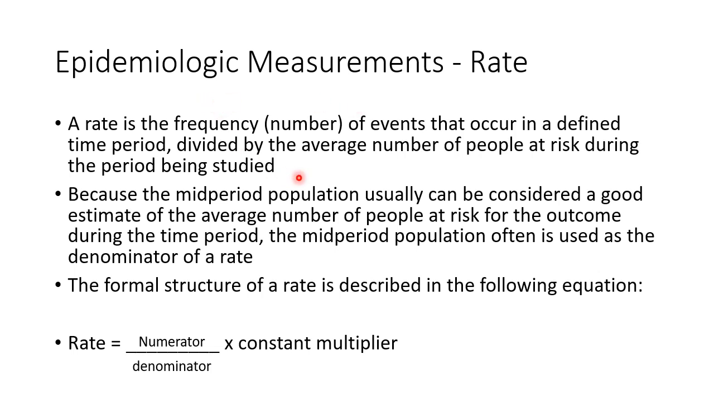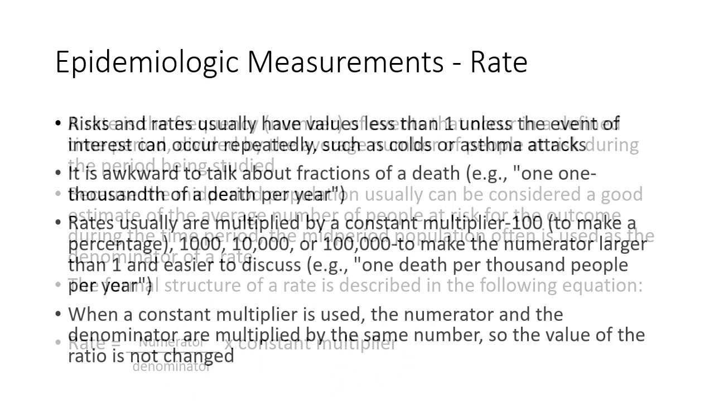And so when we're actually calculating this out, we take the numerator, which is the number of people who had the event throughout the year, or died in this case. The denominator is our mid-period population, and then we're going to have a constant multiplier, which I'll define in a second.